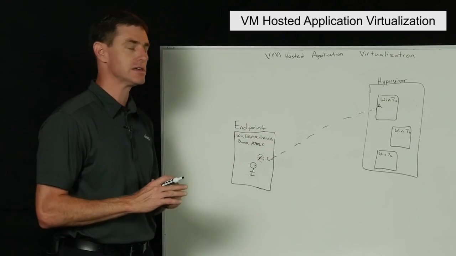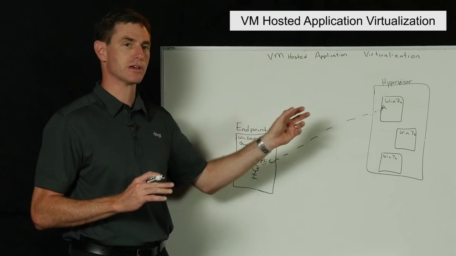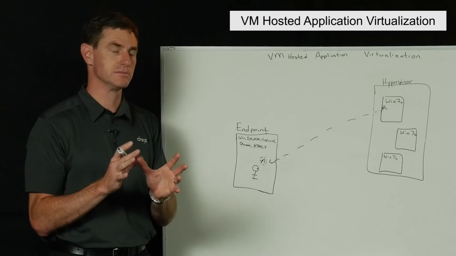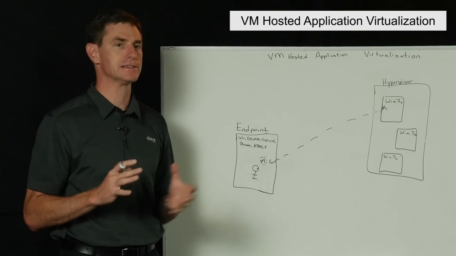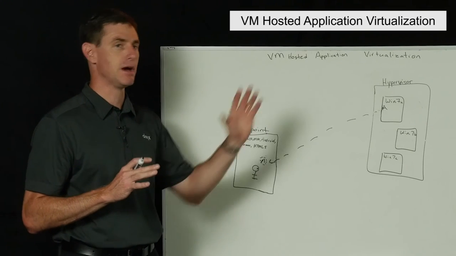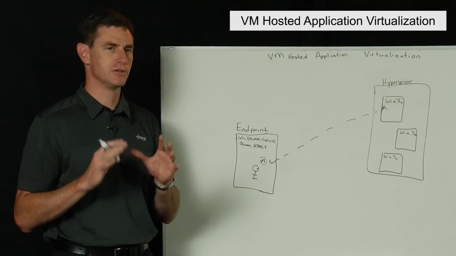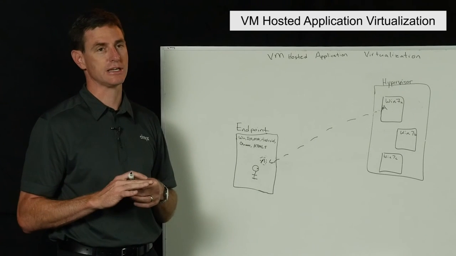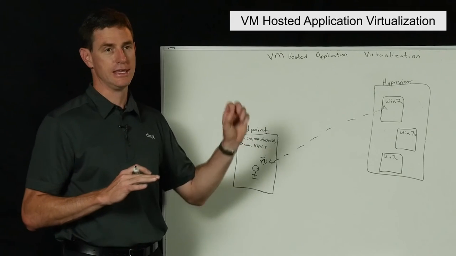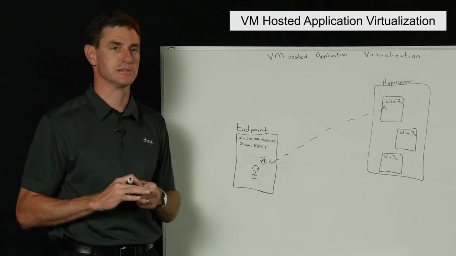The value in this is that the application is running on a true client operating system, possibly even a 32-bit operating system, and it's running completely isolated from other applications that might be executing on the hypervisor as well. So you get a very high degree of success rate with your application virtualization because it's running in this fashion on a client operating system in the data center.